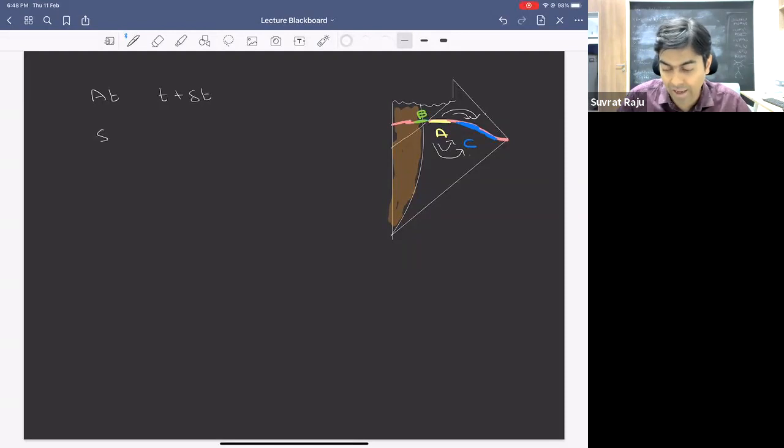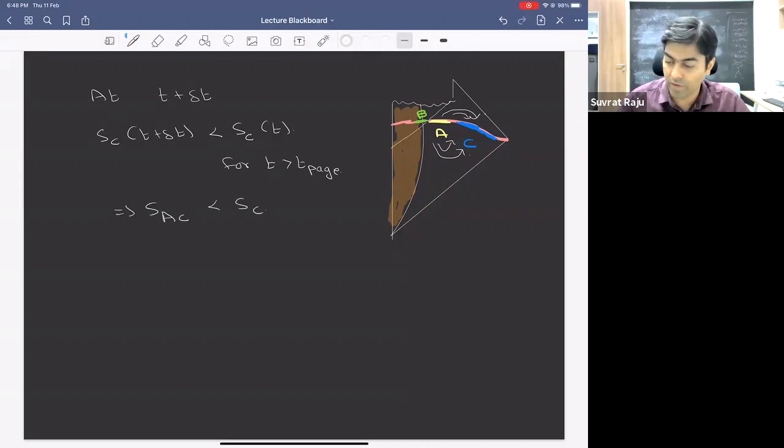Okay. So the fact that S_C at t plus delta t is smaller than S_C at t, for t larger than t Page, implies that S_AC is smaller than S_C. The reason is what I just said. At t plus delta t, the new C is what was the earlier A and the earlier C. So the fact that the new C has a lower entropy than the old C tells you that AC has a lower entropy than C. This is another way of saying that degrees of freedom in A have to be entangled with degrees of freedom in C. So this is again invoking the result that we had about entanglement in a generic state in a large system. It tells you that if you take a large system and divide it into two parts, in this case one of the parts is A and the larger part is C, then in general the partners of A are all sitting inside C, and therefore the entropy of AC is smaller than the entropy of C by itself.